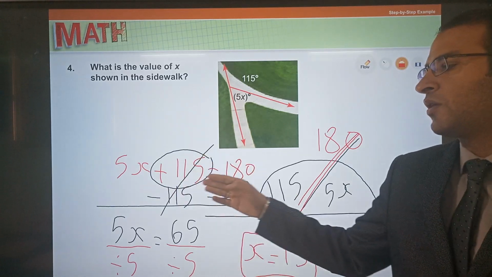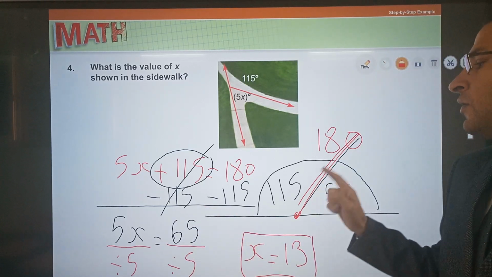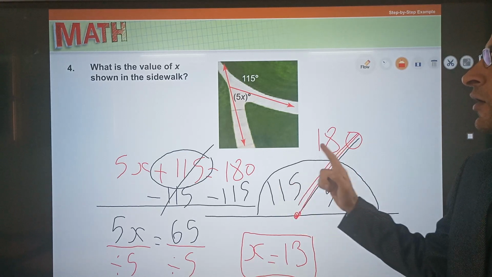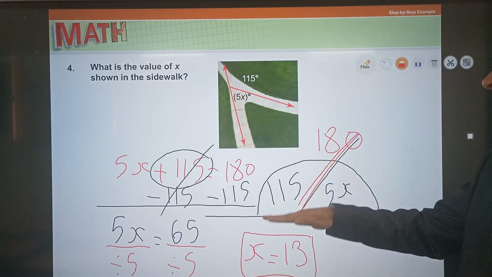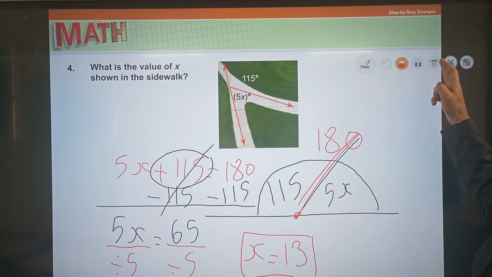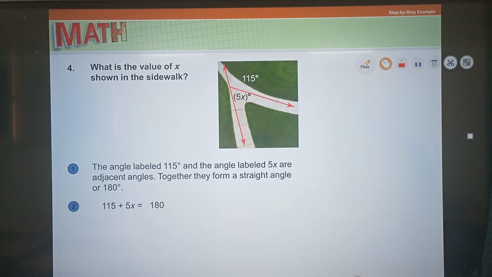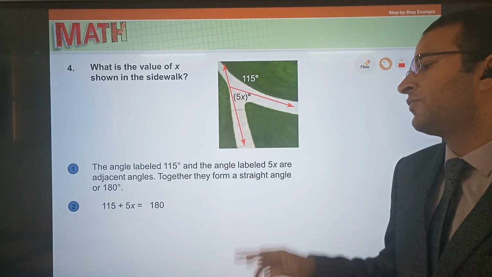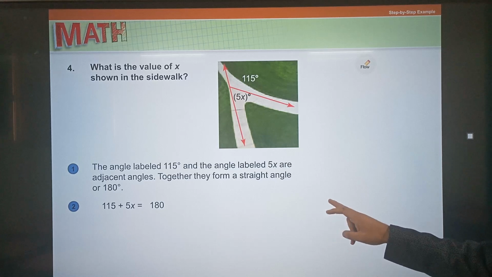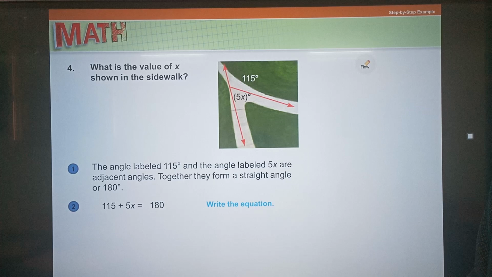So again, minus 115 from both sides, then we divide both sides by 5. Firstly, you must keep in mind, these two angles are what? They are adjacent angles that make a straight line, so the sum of them is equal to 180. As we said, 115 plus 5x will be equal to 180 because they make a straight angle.